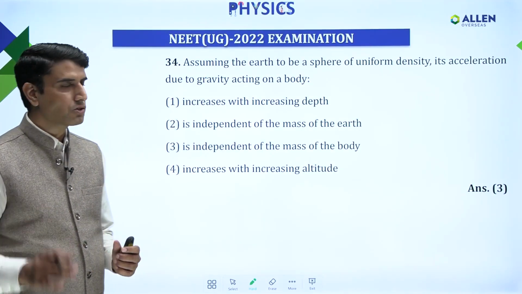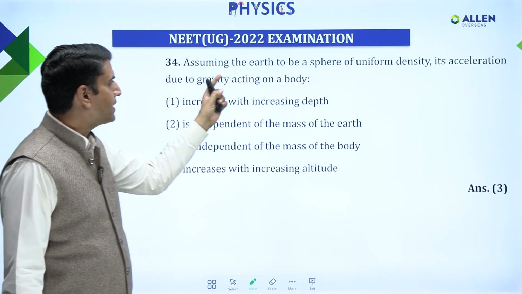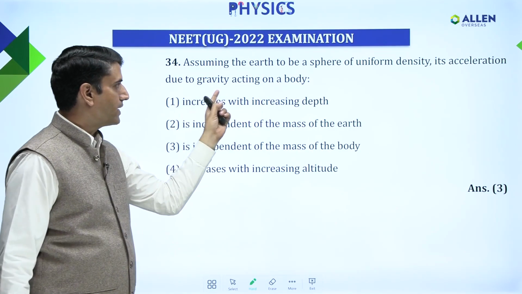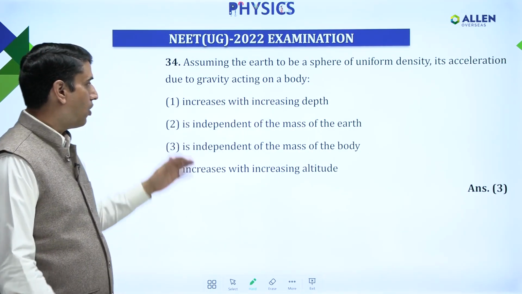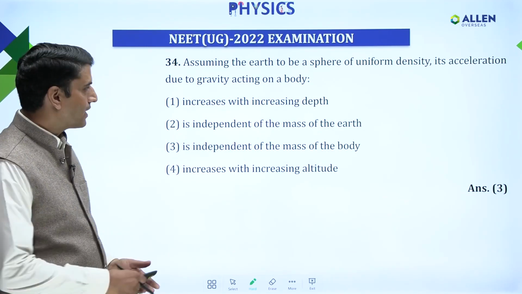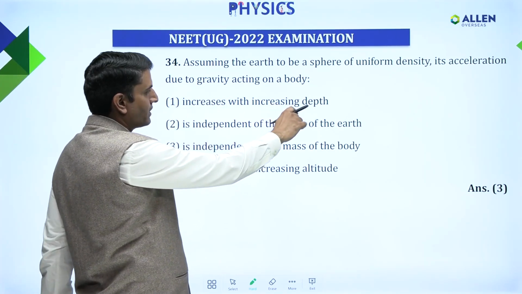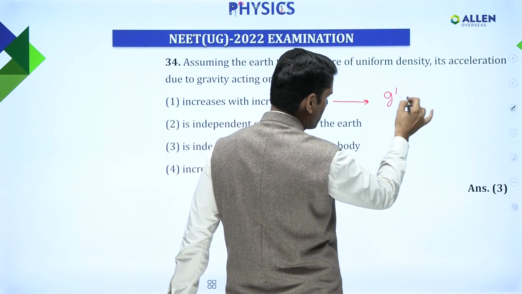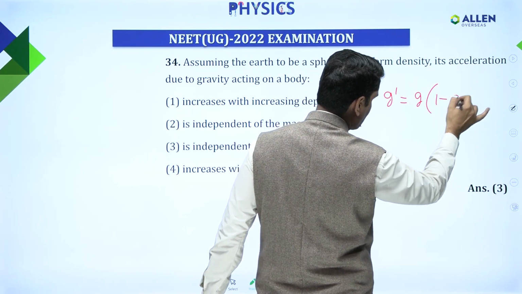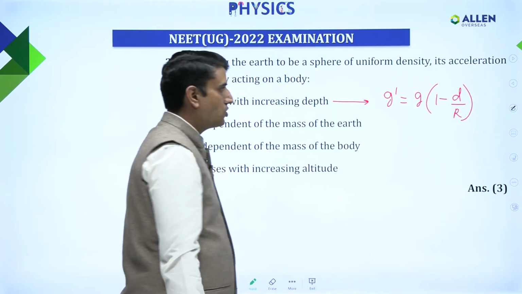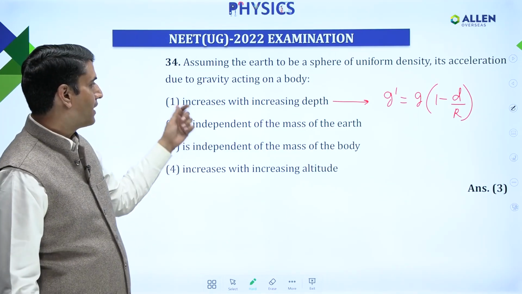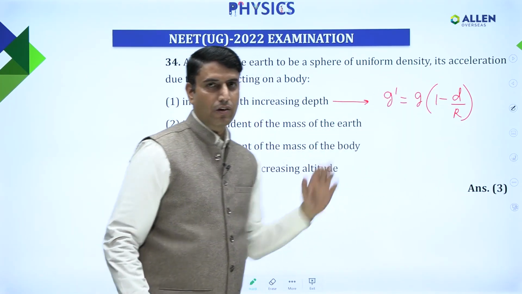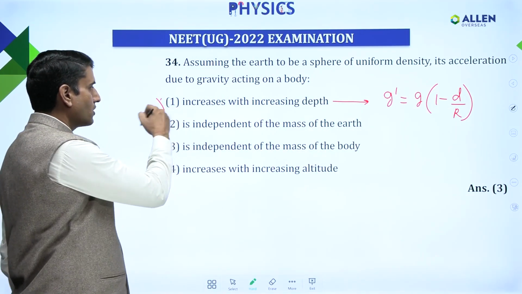Now we are going to solve question number 34. Assuming the Earth to be a sphere of uniform density, its acceleration due to gravity acting on a body will change or not with all these factors. Let us see. First one, increases with increasing depth. As we know that g dash is equal to g into 1 minus d by R. So according to it, with depth, acceleration due to gravity would decrease. It will not increase. So it is a wrong statement.